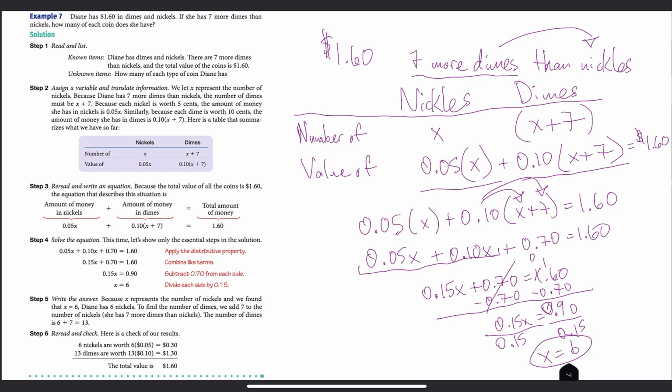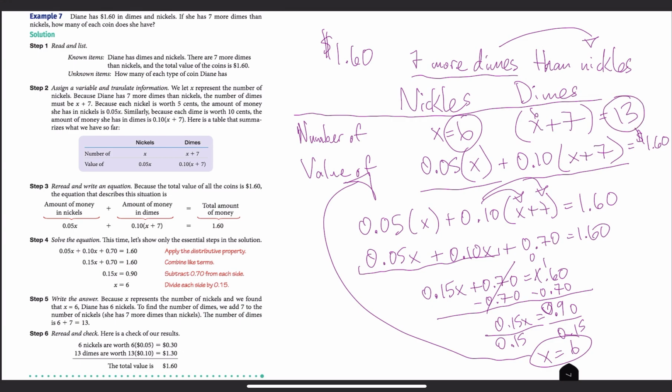Okay, so x is 6. Did that answer my question? Maybe, maybe not. So my actual question was about dimes and nickels. So let me go back up to my chart here. So what was x? X was the number of nickels. Okay, so the number of nickels, there's 6 nickels. So how many dimes are there? Well, if there's 6 nickels, there's 7 more dimes than nickels. So that means there's 13 dimes. So 6 nickels and 13 dimes.